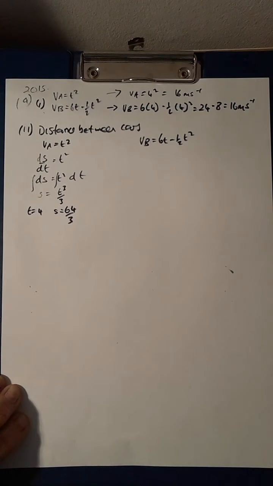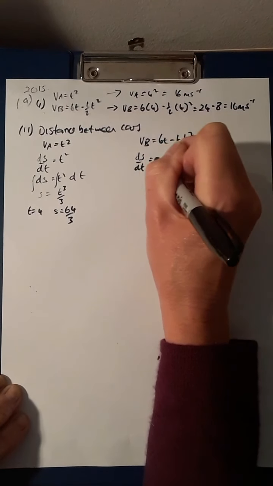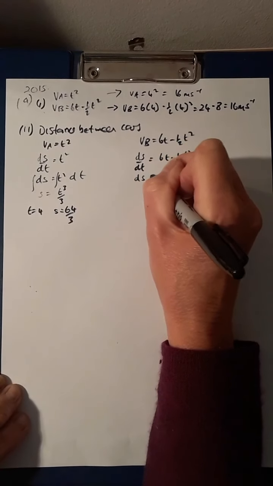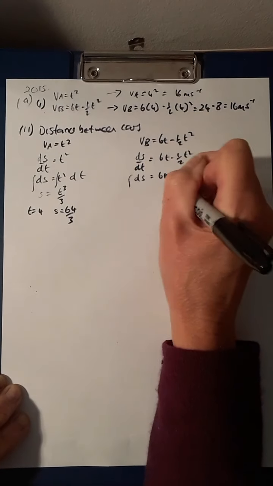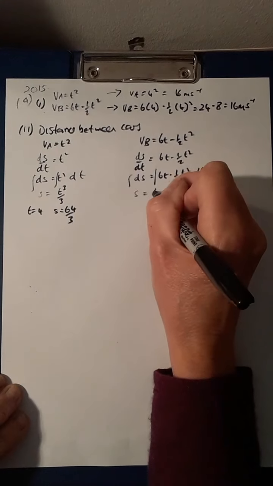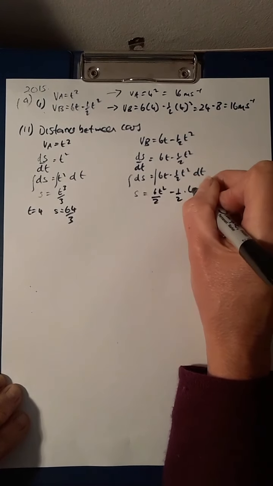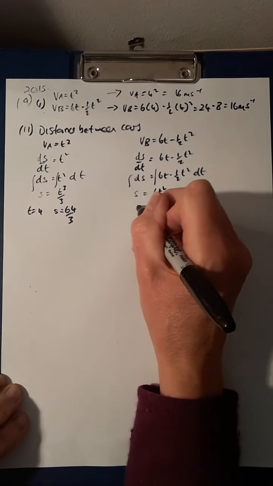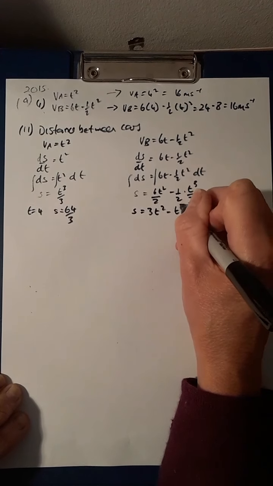Now let's do the same for VB. We'll change this to a ds dt. So ds dt is equal to 6t minus a half t squared. We'll separate the variables: ds is equal to 6t minus a half t squared dt. We'll integrate both sides. So s equals 6t squared over 2, and minus a half by t cubed over 3. So this is therefore 3t squared minus t cubed over 6.